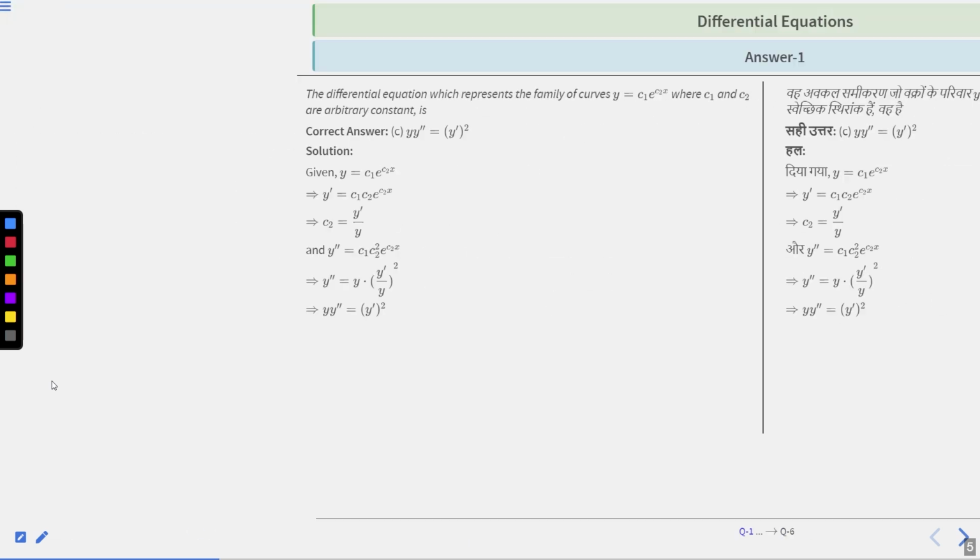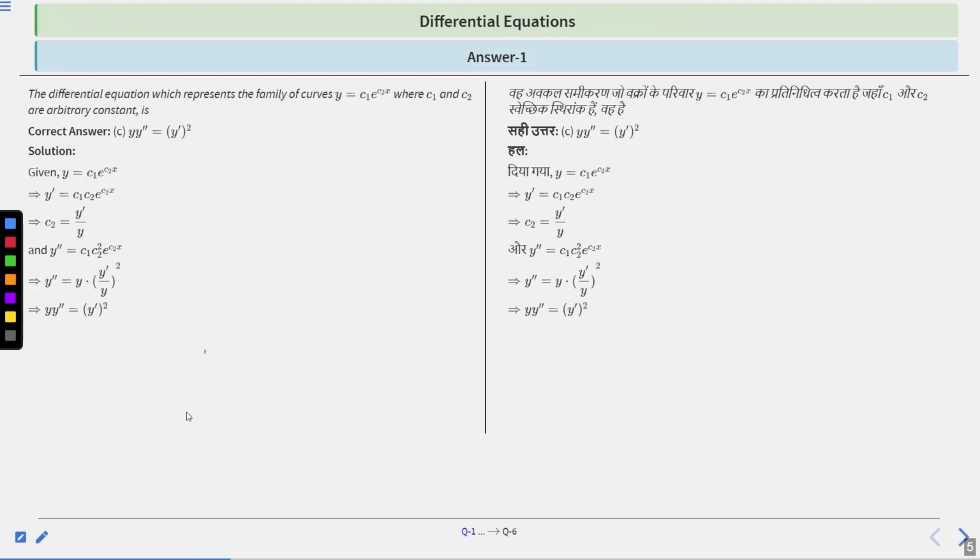Okay, let's move to the solution part. As we have discussed, y is equal to c1 e to the power c2x. Therefore y dash is equal to c1 c2 e to the power c2x. Therefore c2 is equal to y dash upon y, because c1 e to the power c2x can be written as y. Therefore c2 will be y dash upon y.